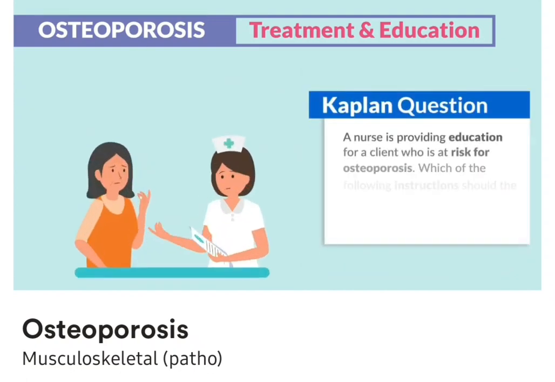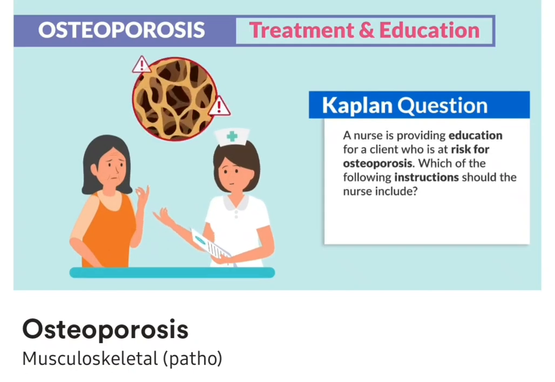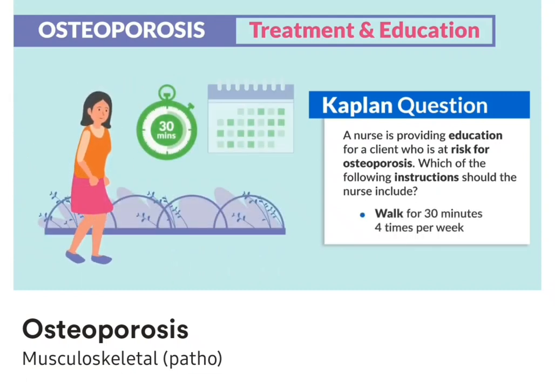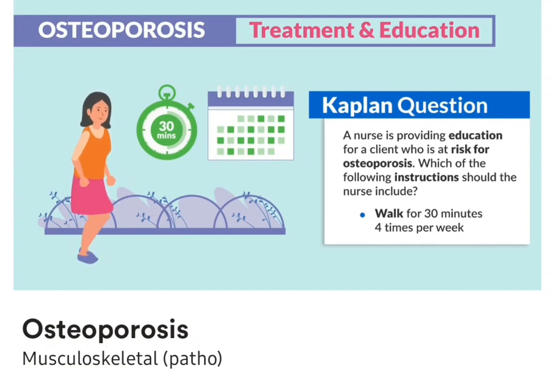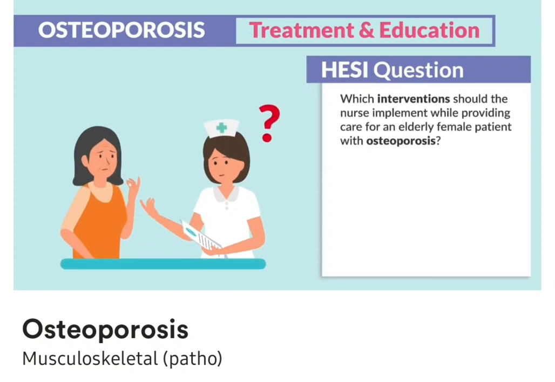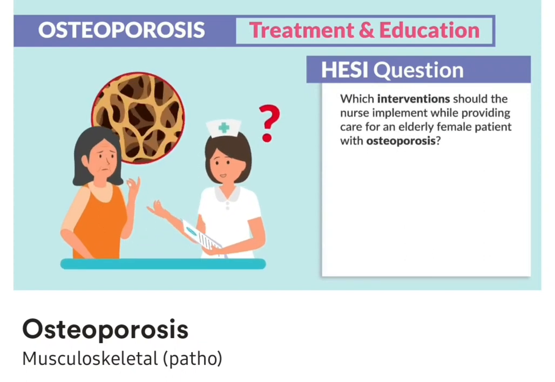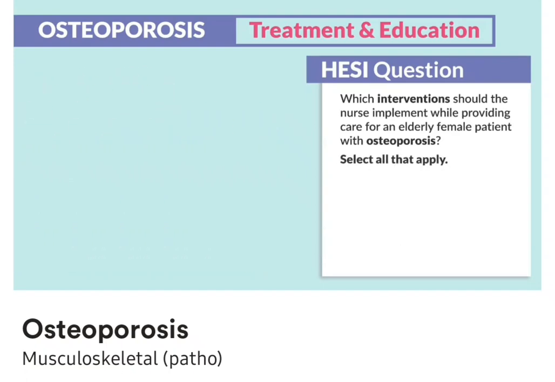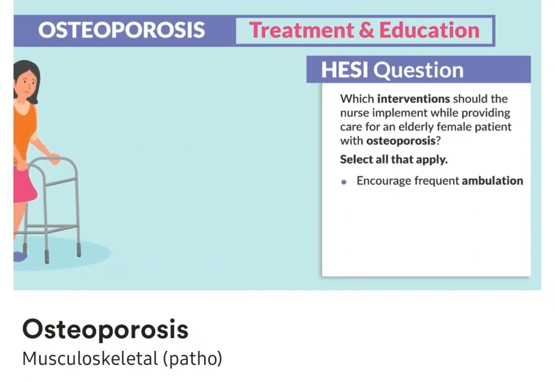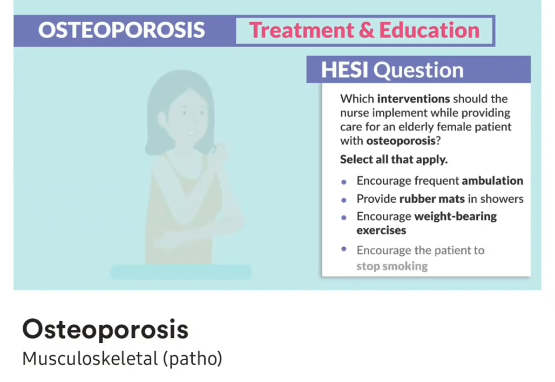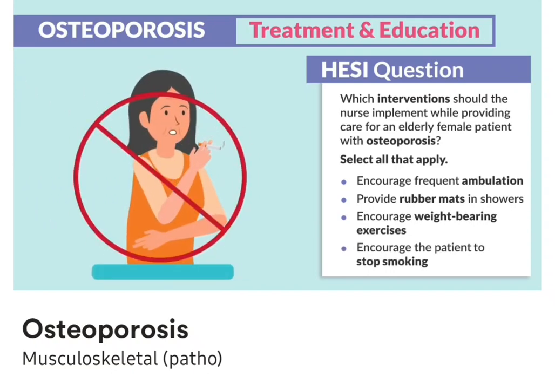So Kaplan mentions, a nurse is providing education for a client who is at risk for osteoporosis. Which of the following instructions should the nurse include? Walk for 30 minutes 4 times per week. Yes, increase ambulation. And Hesi mentions, which interventions should the nurse implement while providing care for an elderly female patient with osteoporosis? Select all that apply. Encourage frequent ambulation, provide rubber mats in the shower, encourage weight-bearing exercise, and encourage the patient to stop smoking.